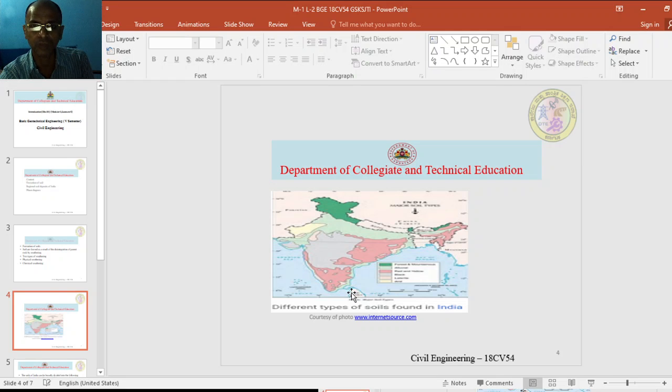What is the problem of this soil? When it is in a dry state, it has very good strength, whereas when it comes in contact with water, it loses all its strength and just flows like water.